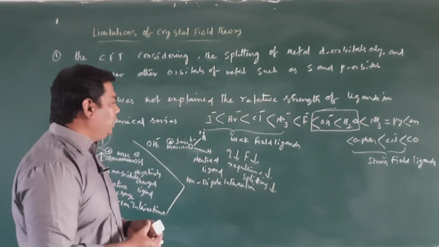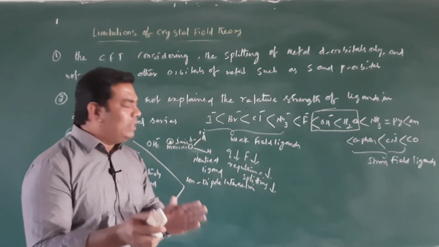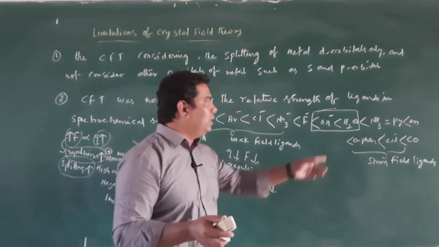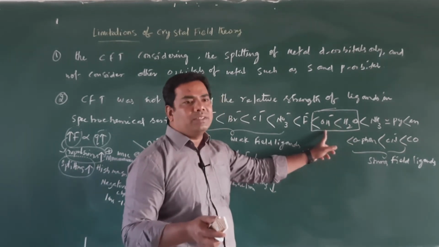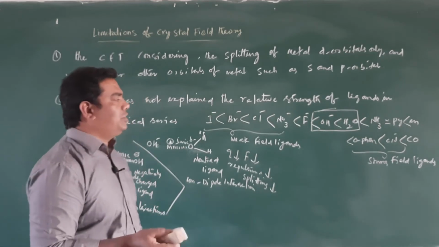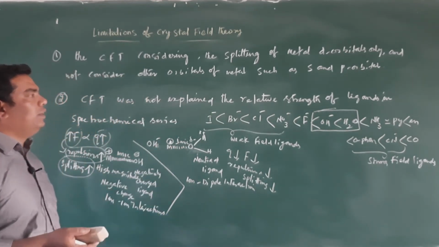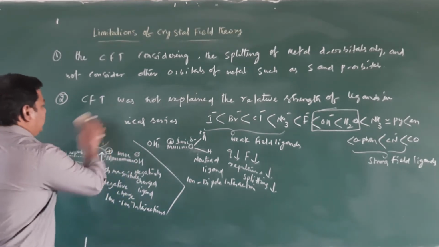So the H2O molecule has a smaller splitting magnitude than OH minus, but according to the spectrochemical series, H2O is a stronger field ligand than OH minus. So why does this happen? It was not explained by the crystal field theory. So this is the second limitation of crystal field theory. Okay, clear, student? Right. Then we will move to the third point.